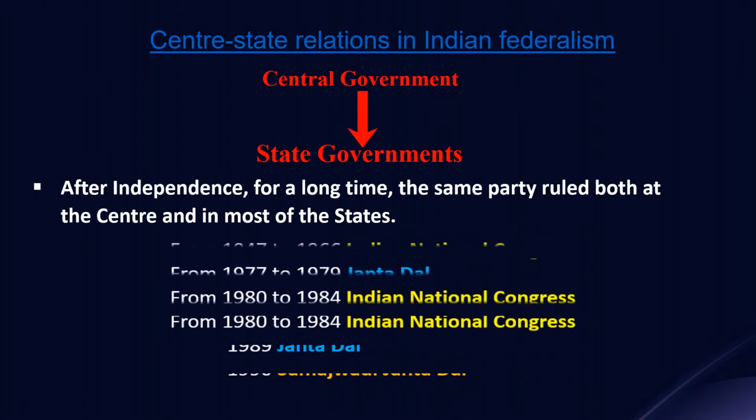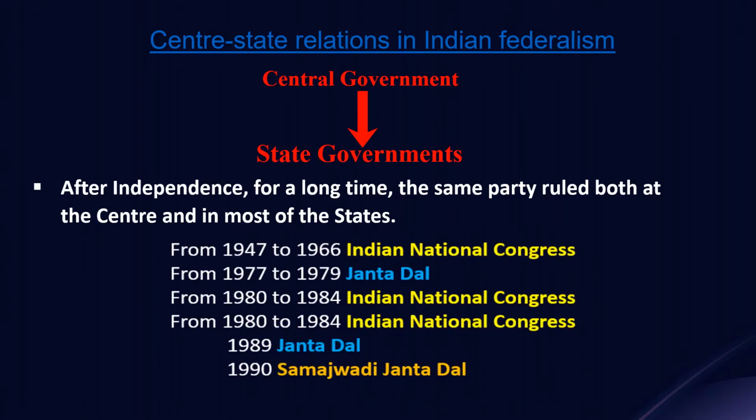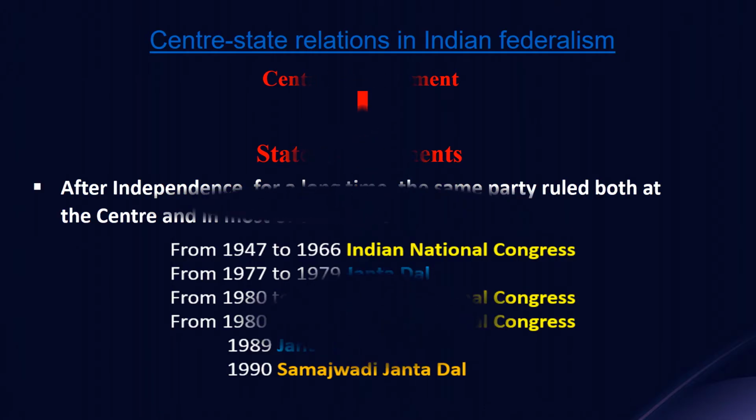After independence, from 1947 to 1990, mostly we had only one party in the center and states, which means for a long time the same party ruled both at the center and in most of the states. Thus in those days the states did not have the right or power to make decisions. They were dependent on the central government.